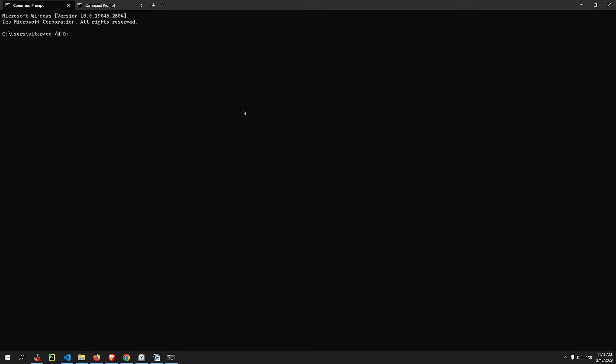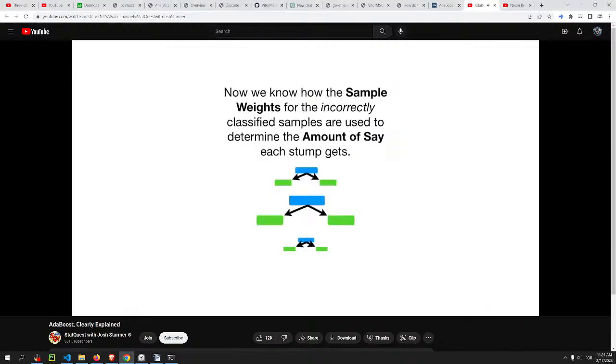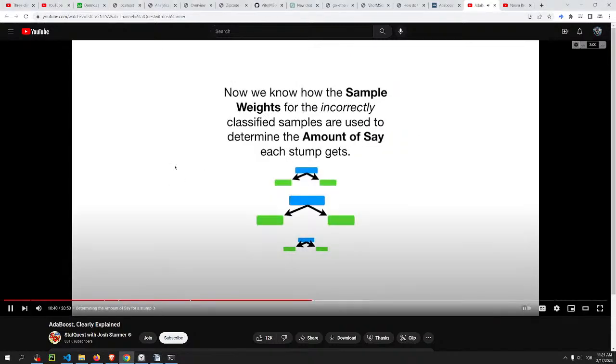We can get a sense of what the amount of say will be by looking at the graph when total error equals 3/8. So we are expecting the amount of say to be between 0 and 0.5. Now we plug 3/8 into the formula for the amount of say and do the math. And the amount of say that the chest pain stump would have had on the final classification is 0.42. I'll leave the blocked artery stump as an exercise for the viewer. Now we know how the sample weights for the incorrectly classified samples are used to determine the amount of say.